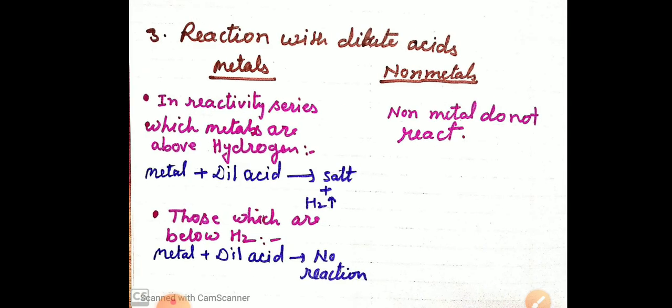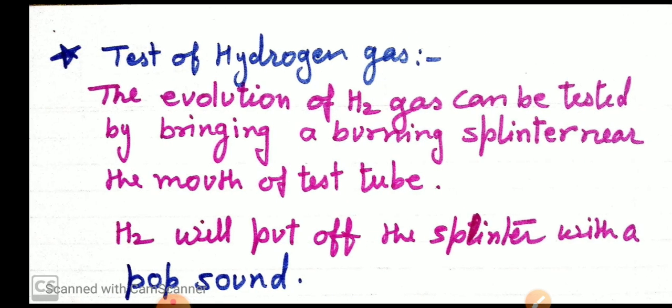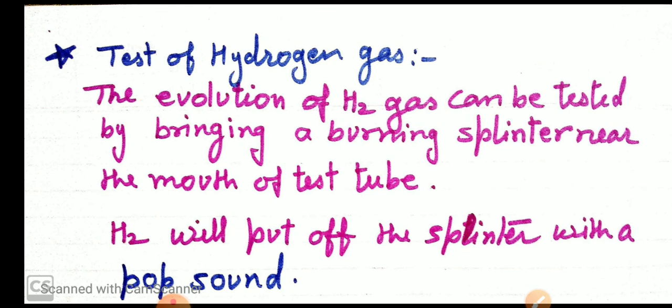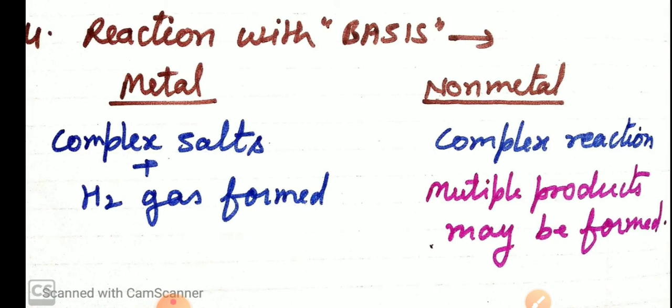Reaction with the dilute acid: metals form the salt and hydrogen, whereas the non-metals do not react. Now, test of hydrogen, I told you, you have to bring a burning matchstick or splinter near the mouth of the test tube, and if it is put off with a pop sound, then it is hydrogen.